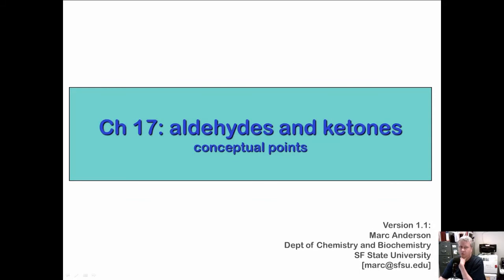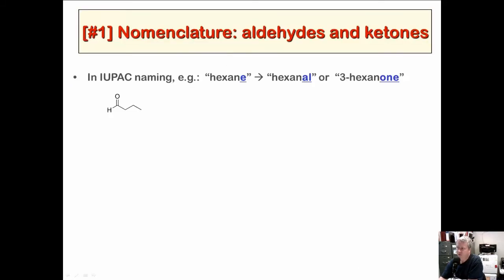Alright, we're going to just jump into chapter 17. We have a few minutes and do a couple of the easier things, and I'll get them done with next time. And like a lot of the chapters, we break up the conceptual points from the reactions and mechanisms. Alright, so chapter 17 is like this. Alright, so how do we name aldehydes and ketones?